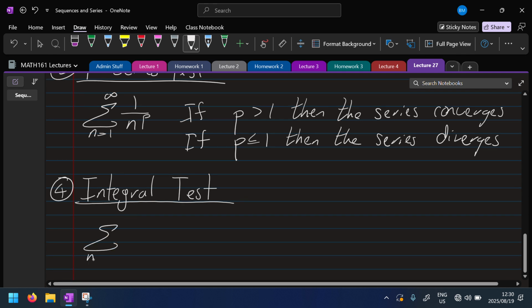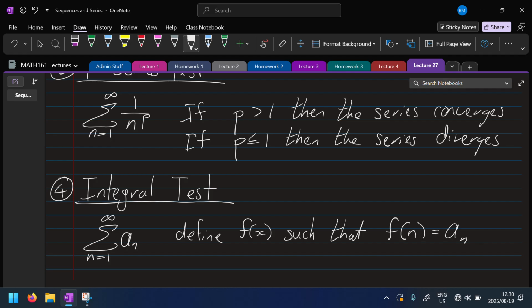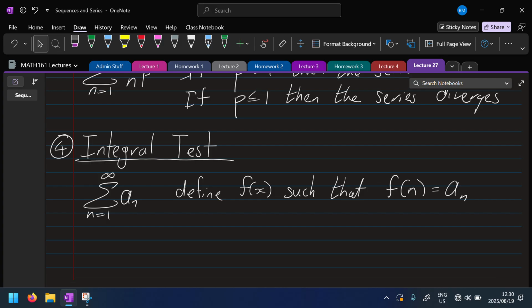So we have the sum, n goes from 1 to infinity, of a sub n, with the sequence a sub n. We define a function f of x such that f of n is a sub n, like we did for the sequences. Now there's a few conditions on this f. It doesn't work for all the cases. There are 3 things you need to check before doing this test.